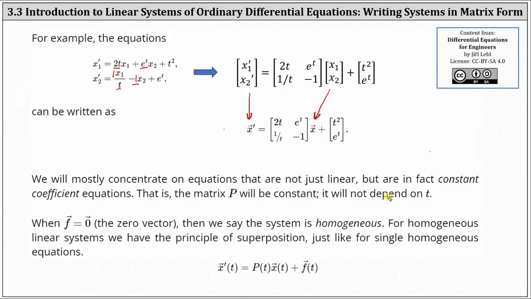When the vector-valued function f is equal to the zero vector, we say the system is homogeneous. For homogeneous linear systems, we have the principle of superposition, just like for single homogeneous equations. And we'll talk more about this in the next lesson.